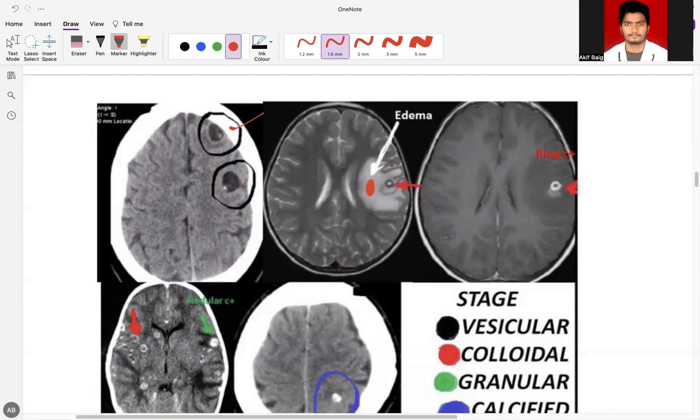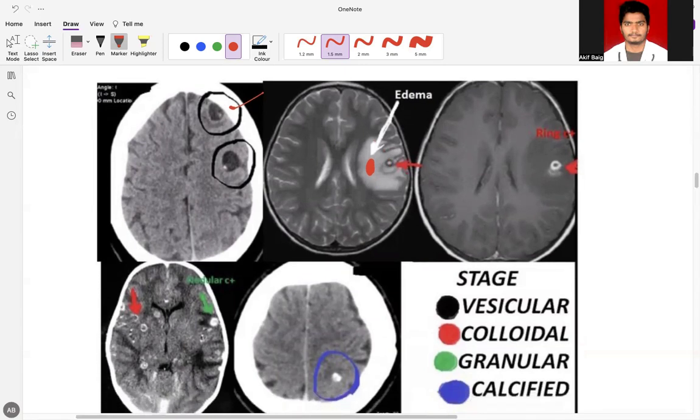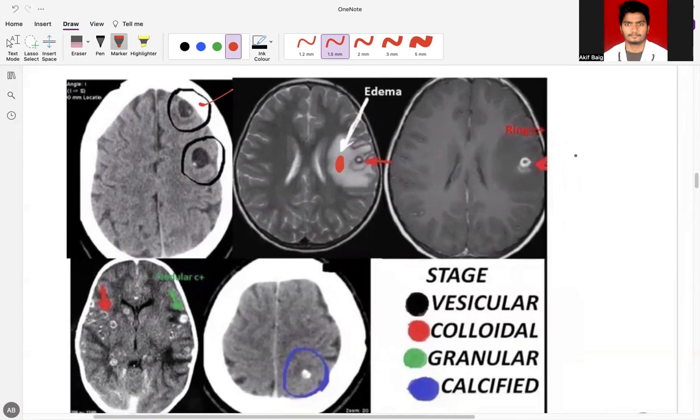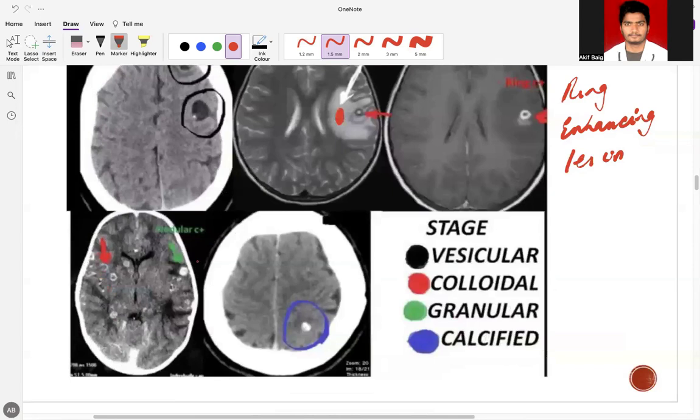That means the scolex is attacked by the inflammation, and thus now there is only the small cyst which is there. It is surrounded by the edema due to inflammation, and this is called a ring enhancing lesion, which is characteristic of neurocysticercosis. You can see here there is a ring, and there is enhancement due to the edema. Slowly there will be a decrease in the edema. You can see all this edema is now disappearing in this stage.